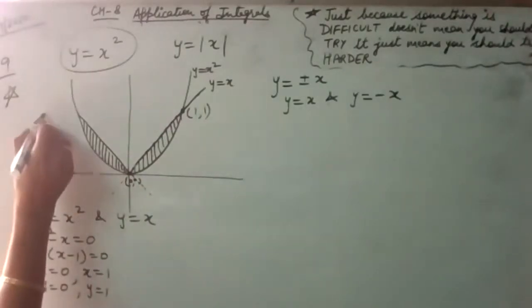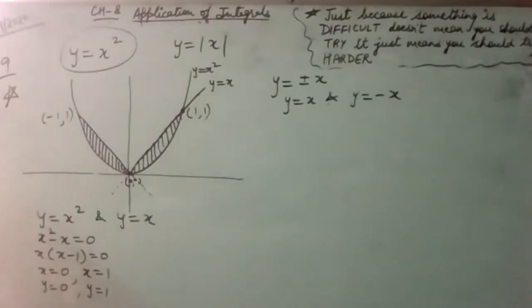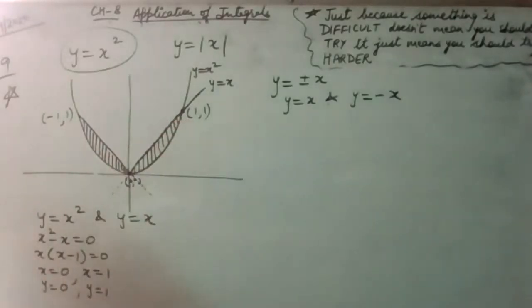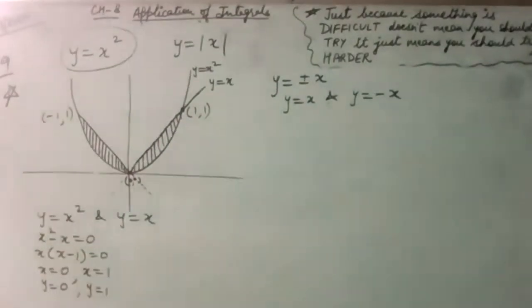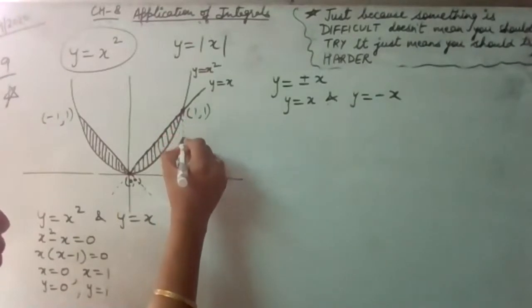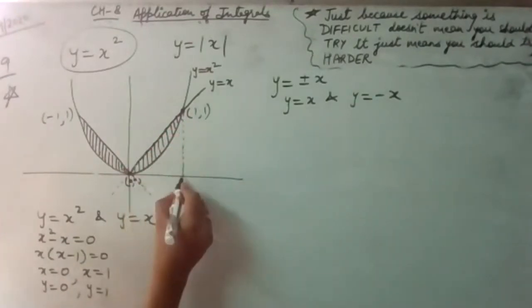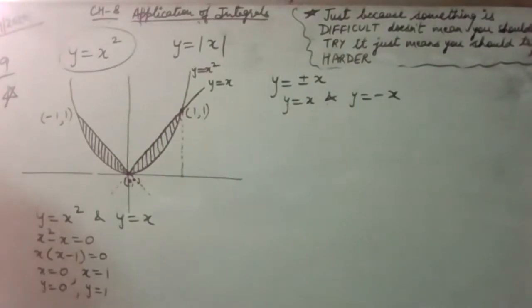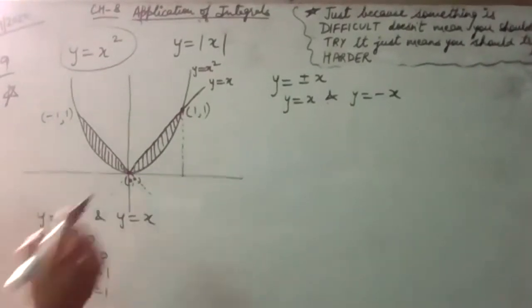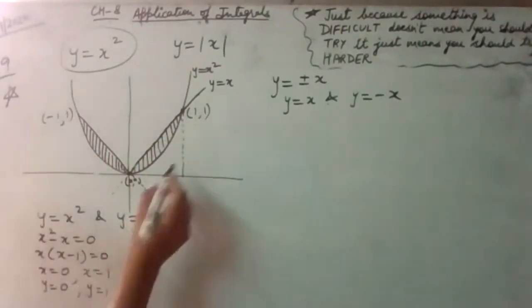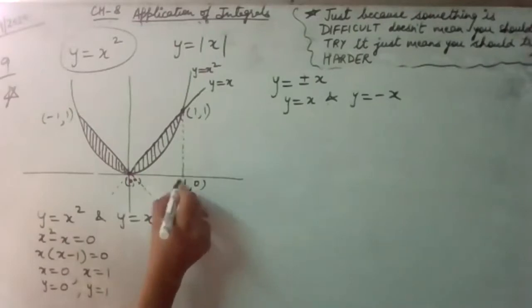And if we look here, this is minus 1, 1, right? So we just will find out this area. Now, after we have got the intersection point, whenever there is an intersection point, we drop a perpendicular. So let's drop a perpendicular on the x-axis. That perpendicular can be towards the y-axis also, or towards the x-axis. And just mark this point, 1, 0.